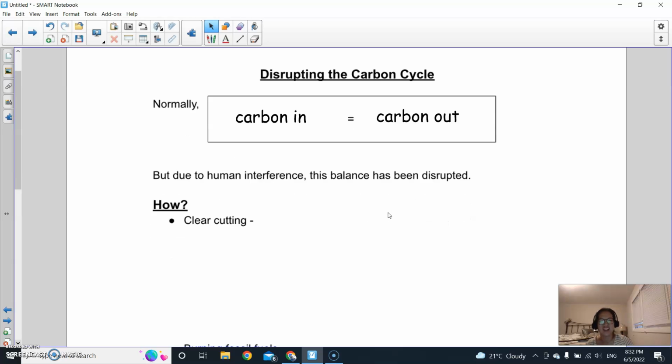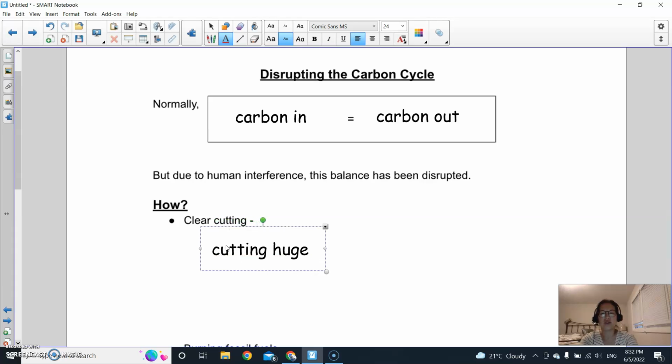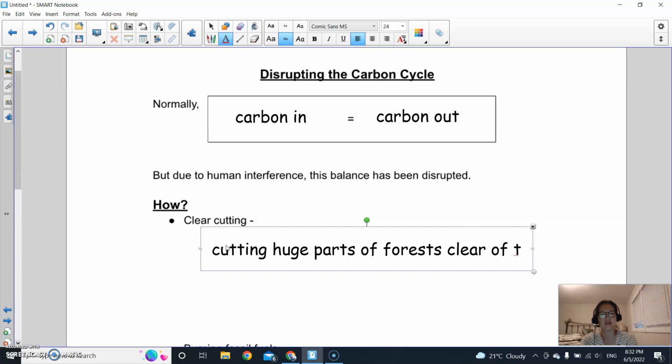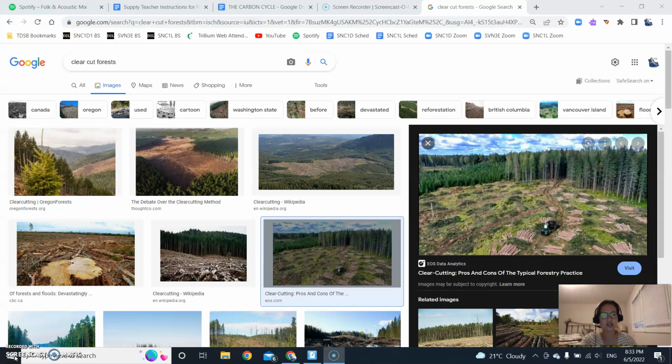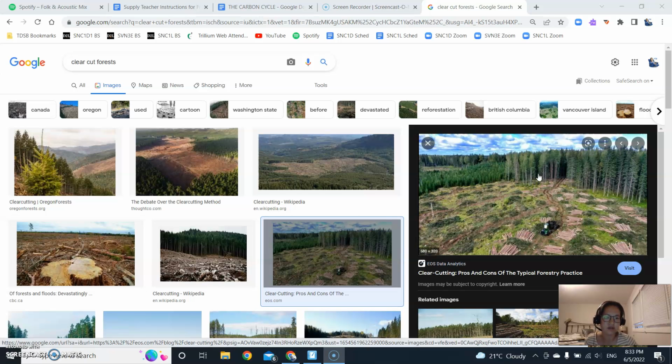It's happening by clear cutting. So let me show you what clear cutting means. Please copy this down: cutting huge parts of forests clear of trees. Cutting huge parts of forests clear of trees. When I Google clear-cut forests, take a look at this. What you'll notice is that every single tree is cut. There's nothing left or remaining.